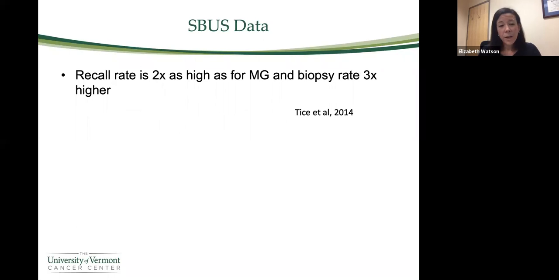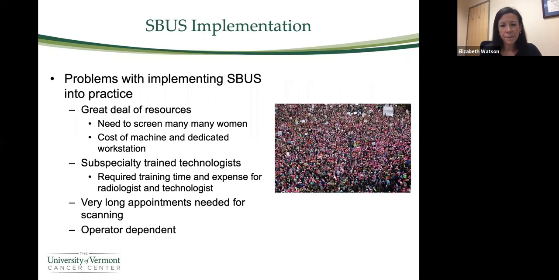And again, the recall rate, so the number of times that we called the patient back and said, oh, I see something on the study, I need you to come back for additional imaging or maybe a biopsy, was two times as high for ultrasound as it was for mammography. And the biopsy rate was 3 times higher in ultrasound than it was for mammography. So there are clearly problems in trying to implement screening breast ultrasound into practice.